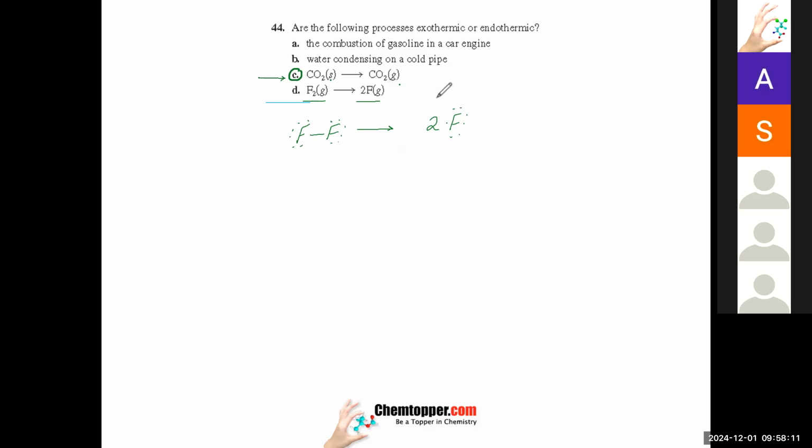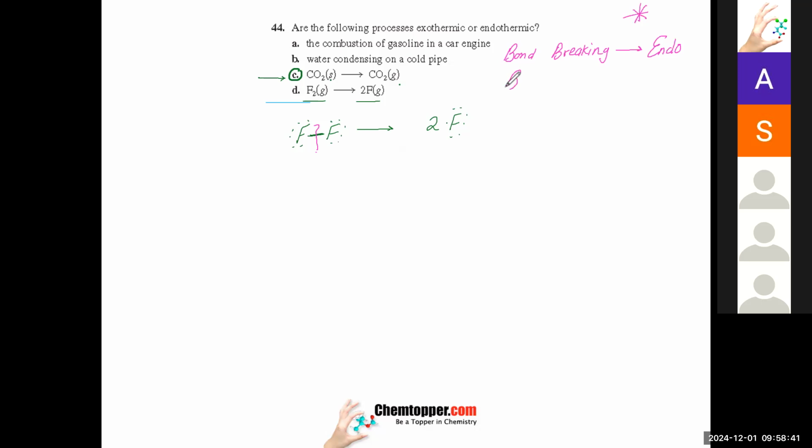Am I breaking the bond or is the bond made? Bond breaking. And bond breaking is breaking of attraction or making of attraction? Yeah, bond means attraction. You're breaking attraction. So it is always going to be endo. So please memorize. You are not going to make an error here.